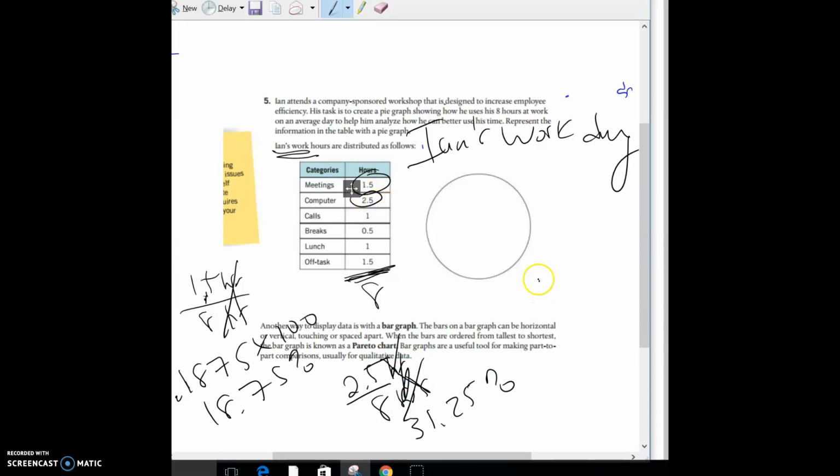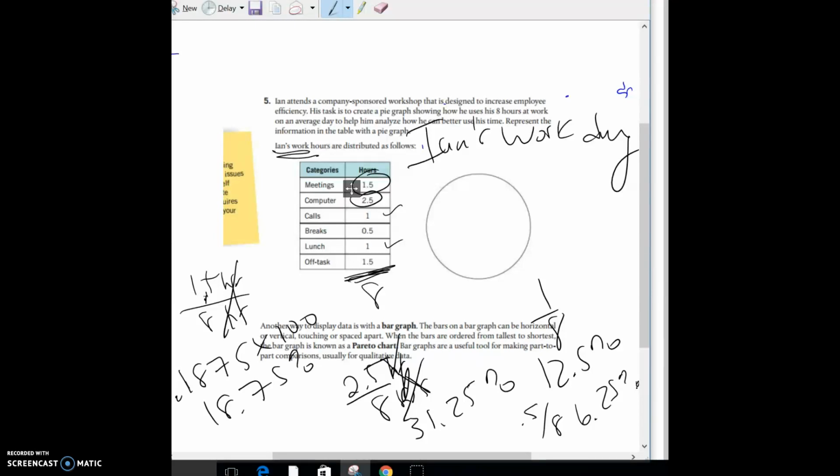And I could do what? 1 divided by 8. And multiply by 100, so 12.5% of his time, and there's 2 of those, right? So that would be calls and lunch. And I could do the 0.5, so half over 8, and again, multiply by 100. I would get, what, 6.25%. Now, if you round, they might not add up to 100 because of rounding, so that's why I didn't round. But sometimes they might add up to 101%, 99 because of rounding.